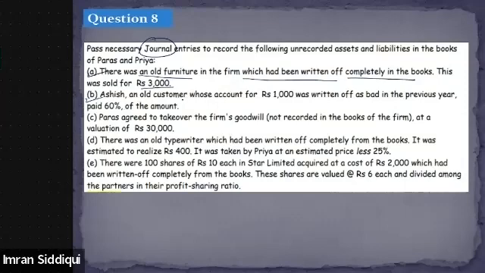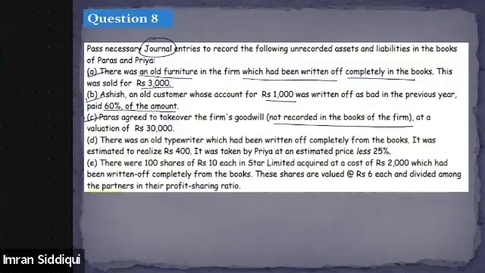All right, and then the adjustment says Ashish, an old customer whose account for rupees 1,000 was written off as bad debt earlier in the previous year, paid 60% of the amount. That means this is the adjustment relating to bad debt recovered. Bad debt is being recovered. Then the third adjustment says Paras agreed to take over the firm's goodwill at valuation of rupees 30,000. It says that it was not recorded in the book of the firm earlier. So this is unrecorded goodwill.